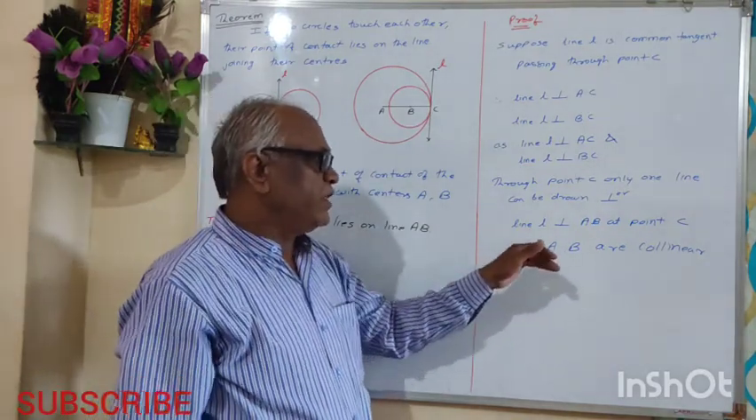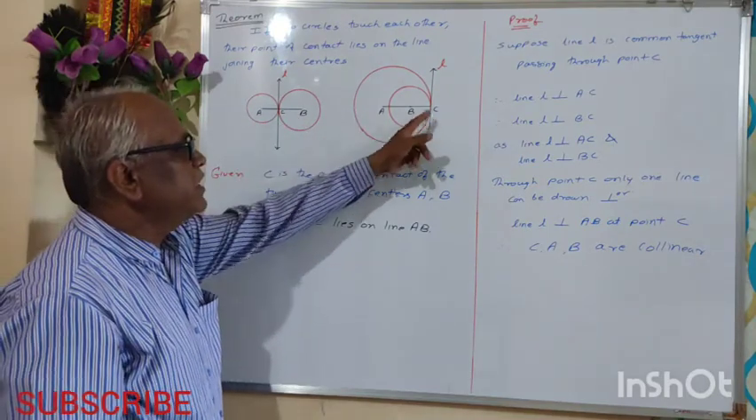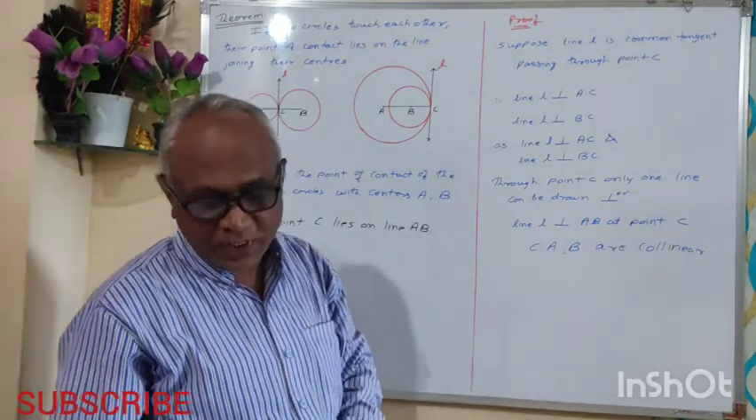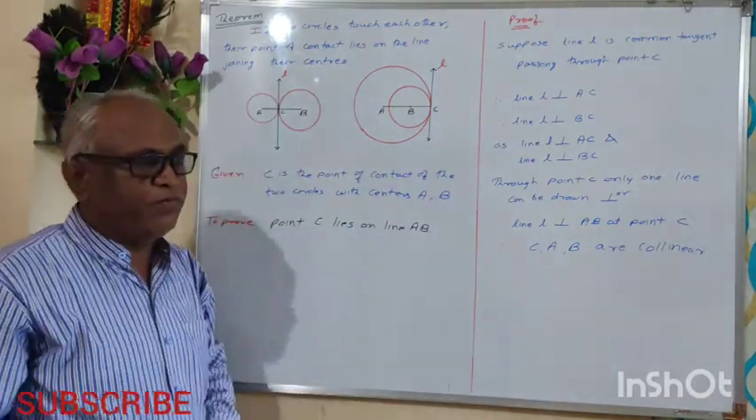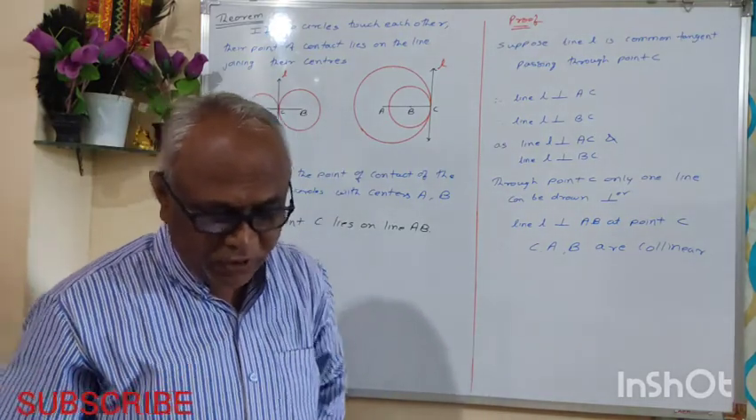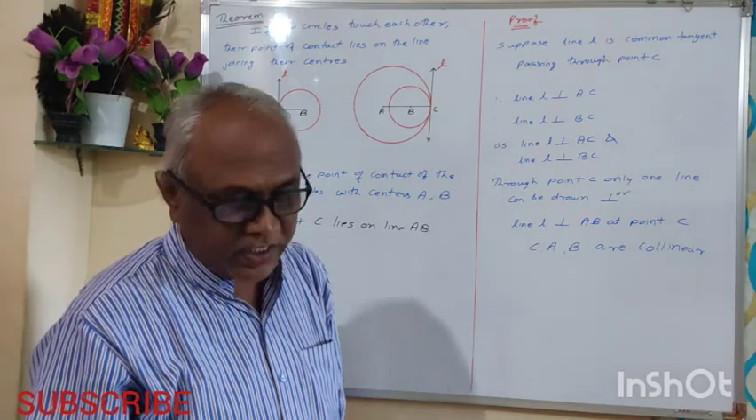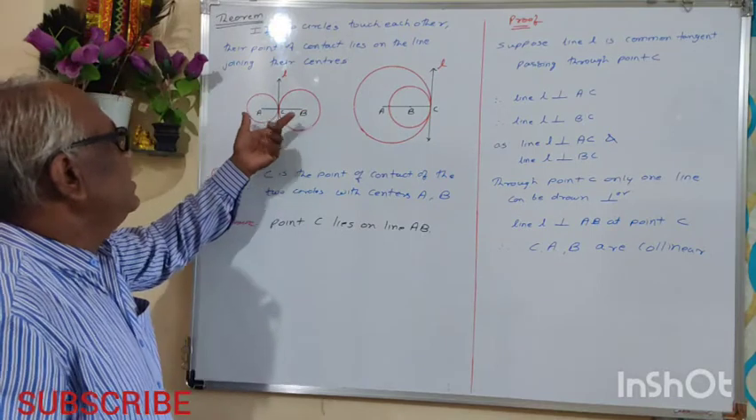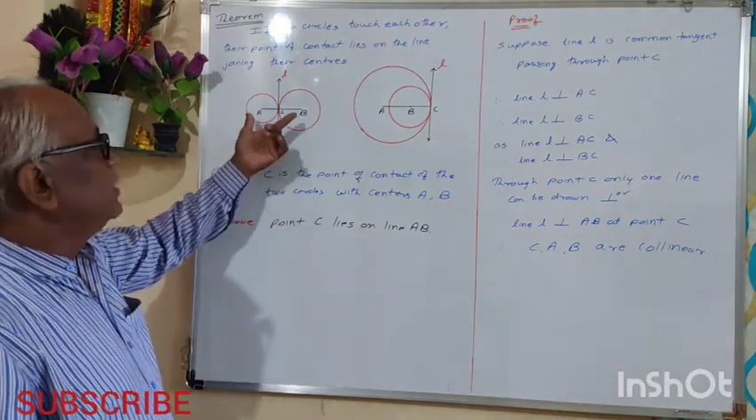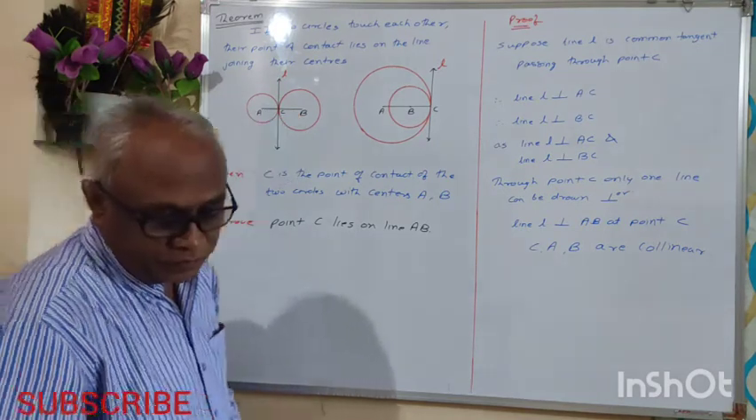Therefore points C, A, B are collinear. Here the theorem is completed. And after that, on page number 58, remember these 3 points are given. First point is that the point of contact of the touching circles lies on the line joining their centers. Here, if you see, the point C, where the point of contact is, is lying on the line of the centers, that is A and B.